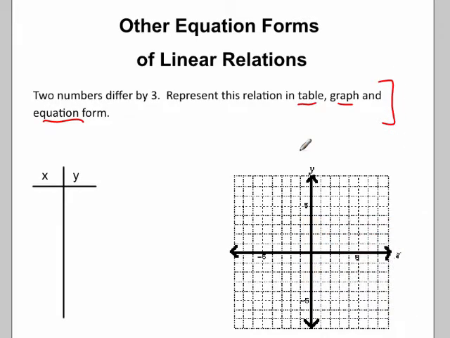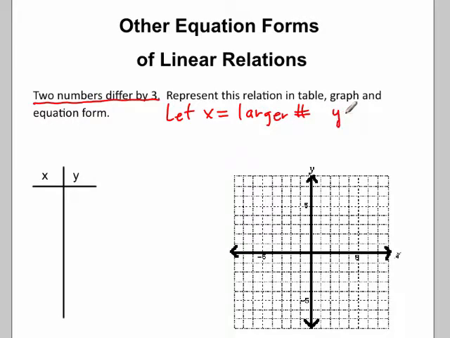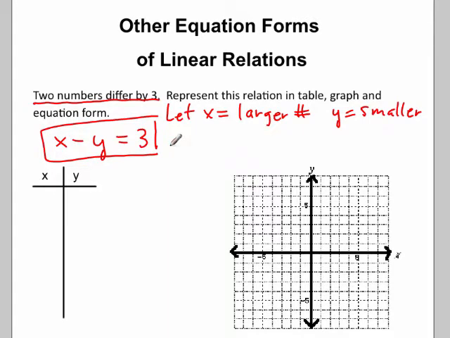It says that we have two numbers that differ by 3, and we want to represent this relation in the other ways. So I'm going to begin, just so we can talk about these two numbers more clearly, by defining our variables. Let's let x equal the larger of the two numbers and y the smaller. And if the two numbers differ by 3, we could say that the larger minus the smaller is equal to 3. So there's our relation in algebraic form.